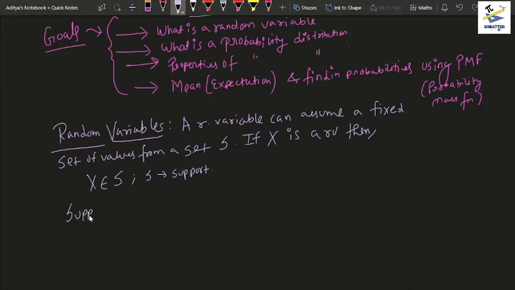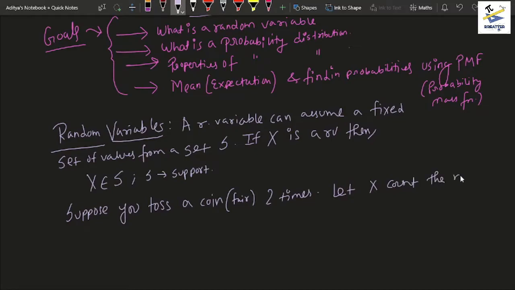Suppose you toss a coin, obviously a fair one, 2 times. Let X count the number of heads.